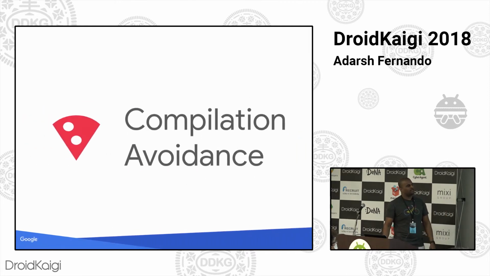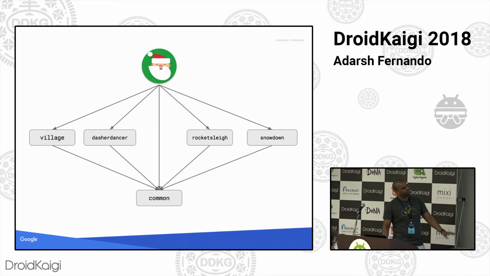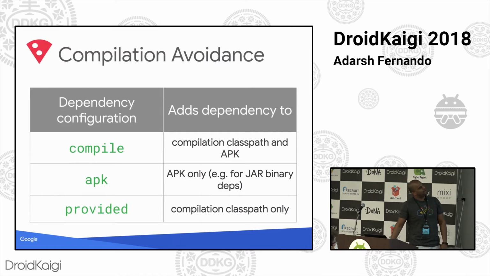So the first thing we'll talk about is compilation avoidance. Before we get into that, let's just take a high-level look at our Santa Tracker app. This is very basic. We're actually missing quite a few modules here, but there's a Santa Tracker app, a bunch of local library modules, and then a common library module for the dependencies that we want to share across all the other libraries.